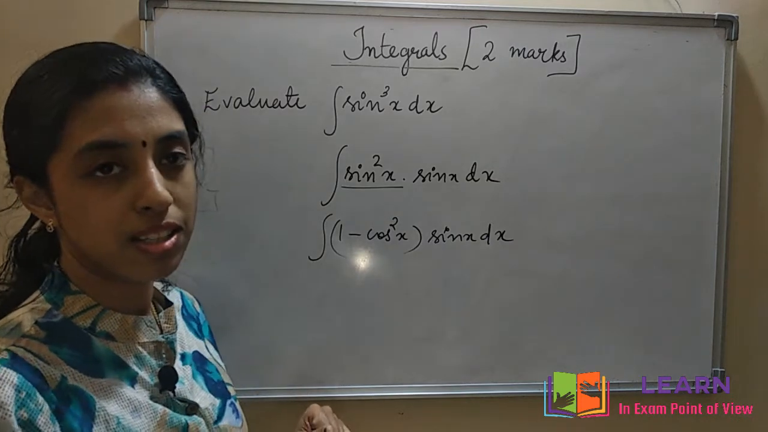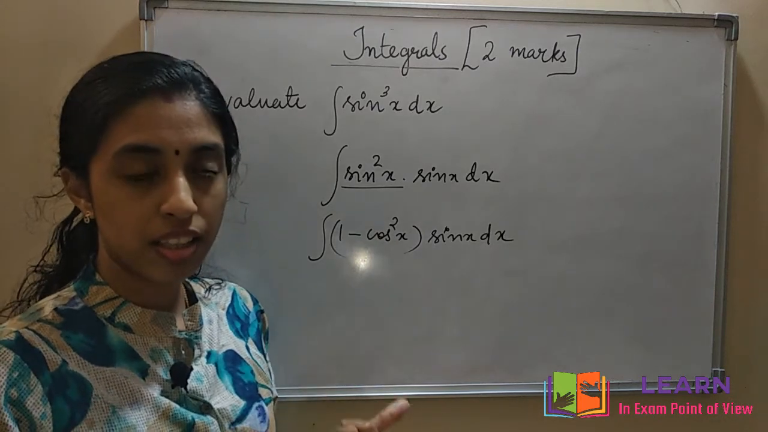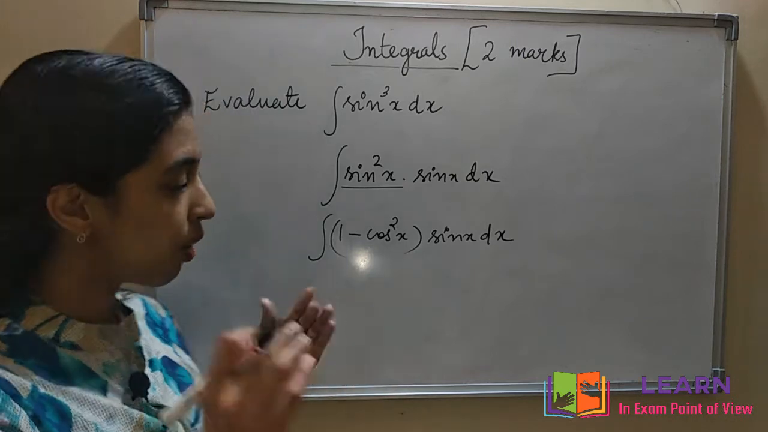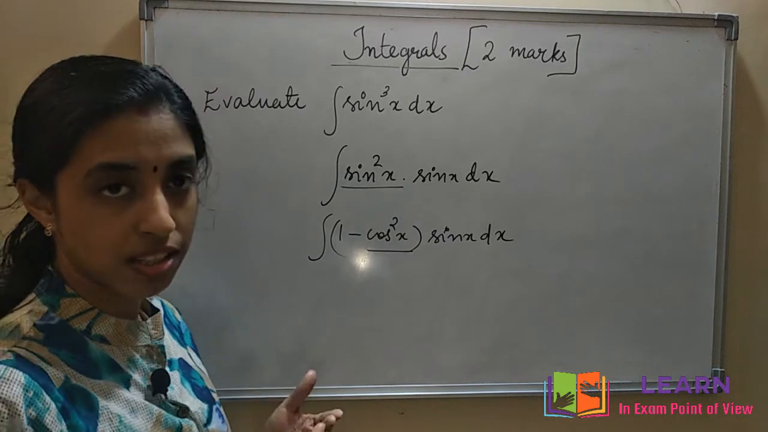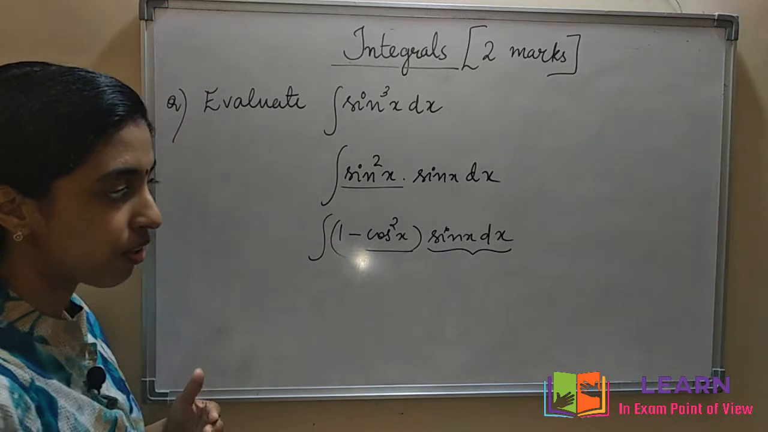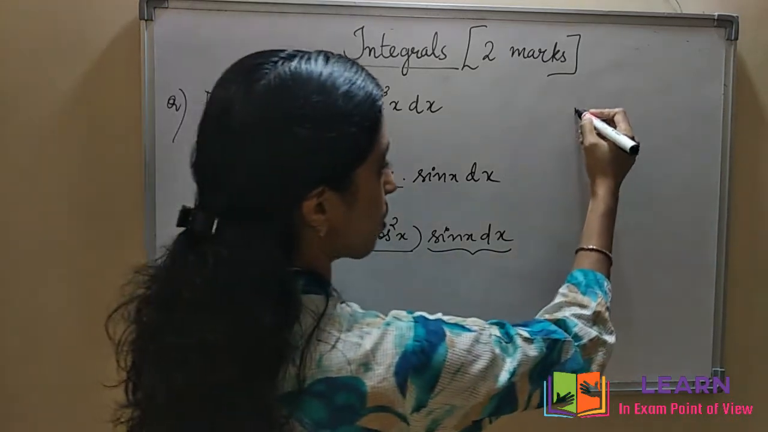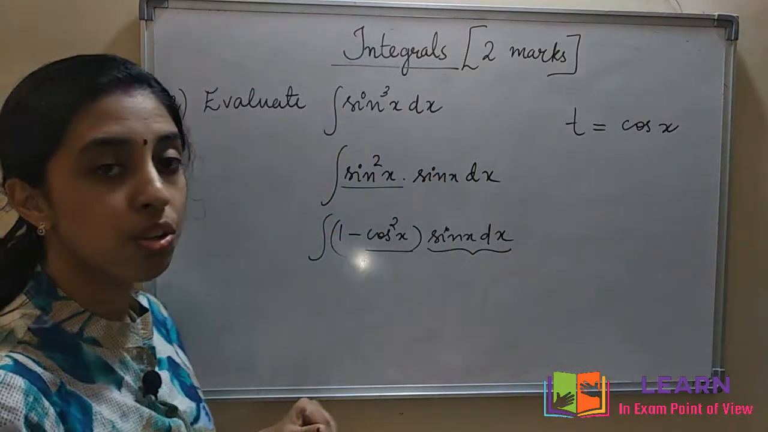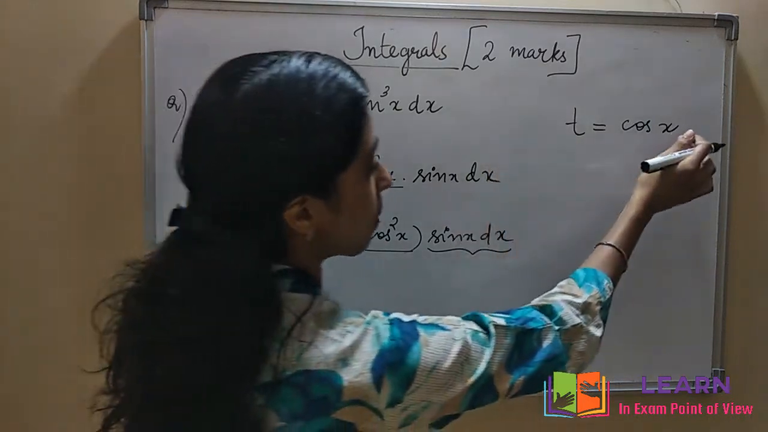sine square x. Now here comes the substitution of t. We don't directly know the formulas for this integration, so we will substitute t. Where can we substitute t? If we substitute cos x as t, on differentiating you will get this part. That means we can replace the other part with t. So I am going to substitute t as cos x. Here we are going to differentiate, not integrate, t with respect to x.